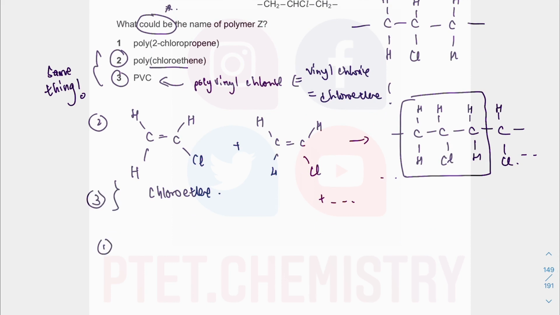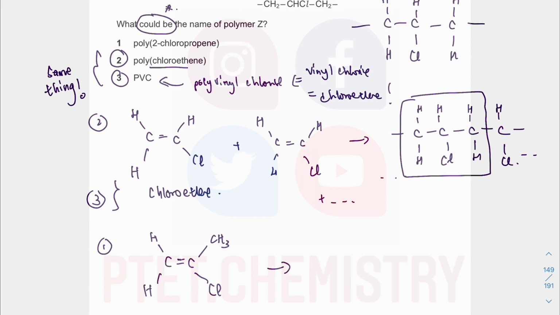So if I check number 1, poly-2-chloropropene. So I have chloropropene, poly-2-chloropropene. Okay, I guess I should probably draw the displayed formula so that it's clearer. So 1, 2, so that is polychloropropene. So that is 2-chloropropene, prop-1-ene, all right?